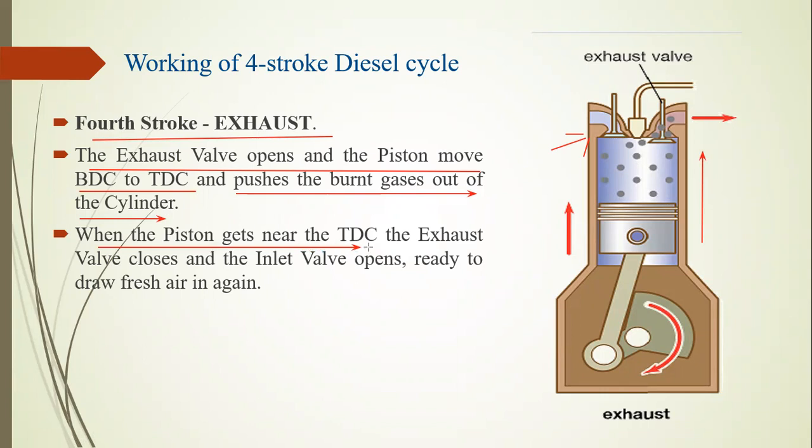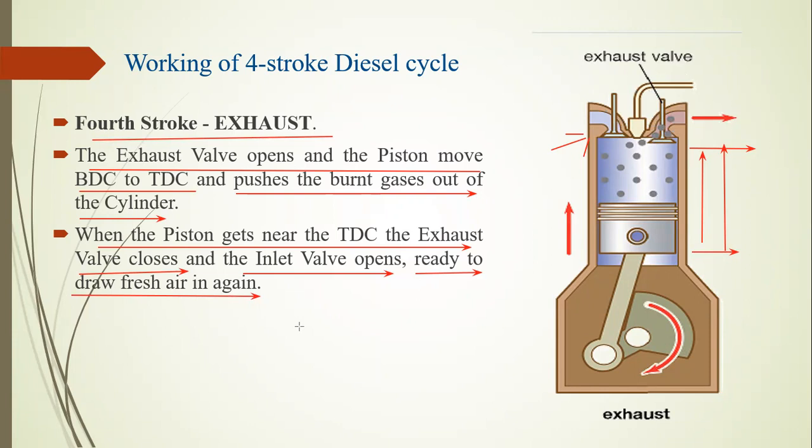When the piston gets near top dead center at the exhaust stroke, the exhaust valve is closed and the inlet valve is open. When the piston moves from its bottom dead center to top dead center, the exhaust valve is open. When it reaches top dead center, the exhaust valve is closed and the inlet valve is open, ready to draw fresh air in again for the next cycle.